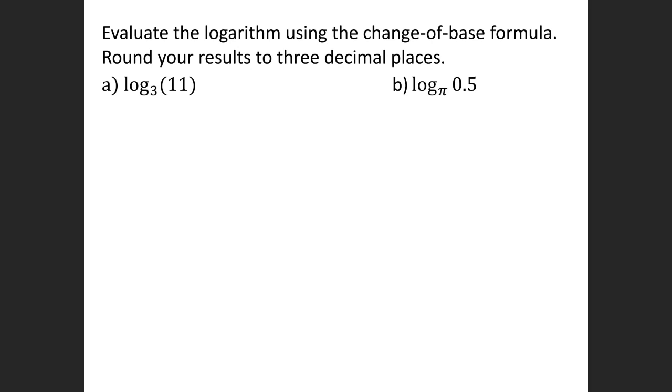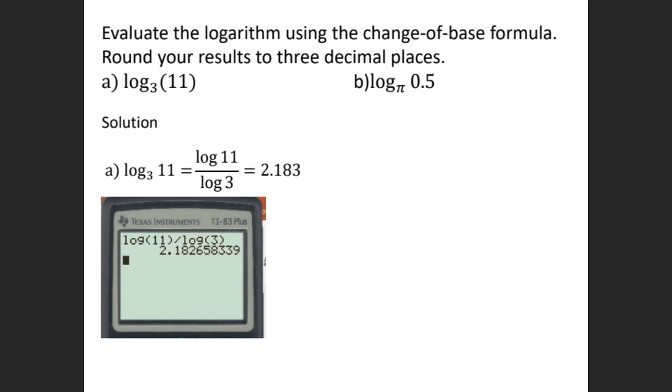Okay, so let's do A, log base 3 of 11. If your calculator does not have a way to change the base, what we can do is the change of base. I'm going to take the log base 10 of 11 divided by the log base 10 of 3, which was my base. My calculator can do this because it has the log base 10 feature. So log base 10 of 11 divided by log base 10 of 3 gives me 2.183. This is rounded to 3 decimal places.